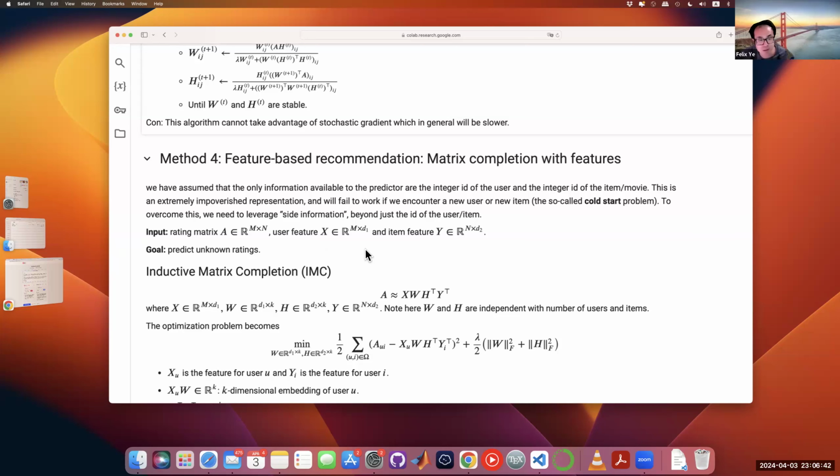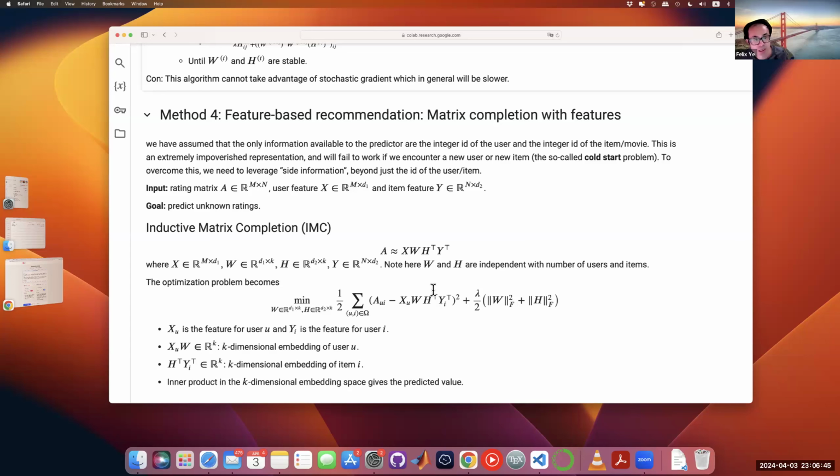So one way you can do this is, instead of trying to solve A approximately equal to W times A transpose, you wrap X and Y at the beginning and the end. This is called inductive matrix completion. This W and H are independent of the number of users or items. You can have more users, you can have more items, and this W and H will not be changed. What actually changes is just X and Y, right?